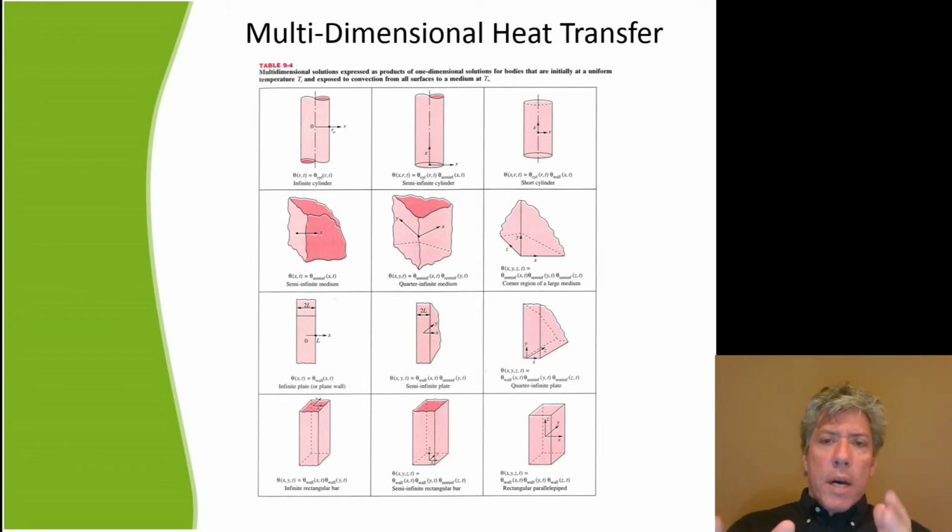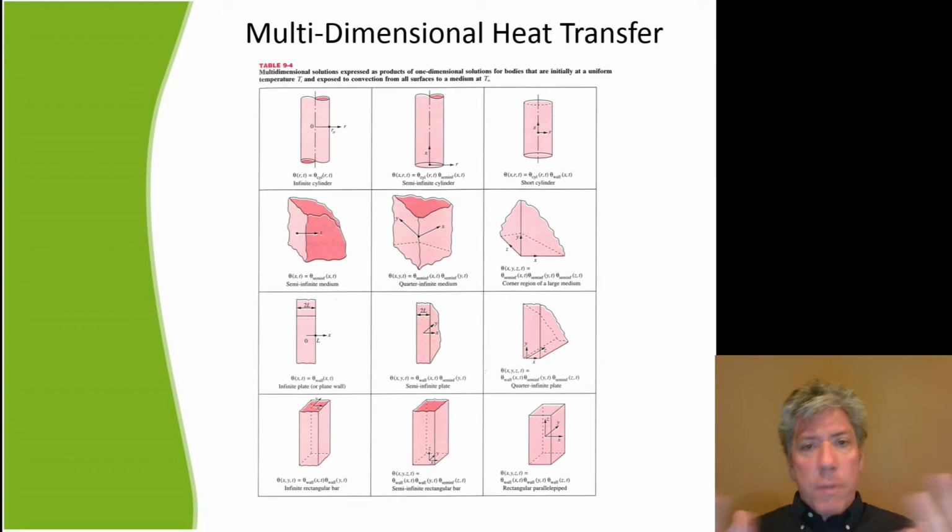All of these are models of bodies that are trying to take into account multiple directions of heat transfer, potentially. Some of them are not. Some of them are simple. For example, upper left corner, that's just an infinite cylinder, right? That's a single direction heat transfer.